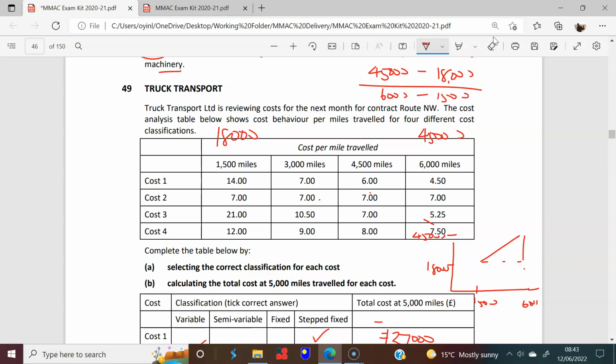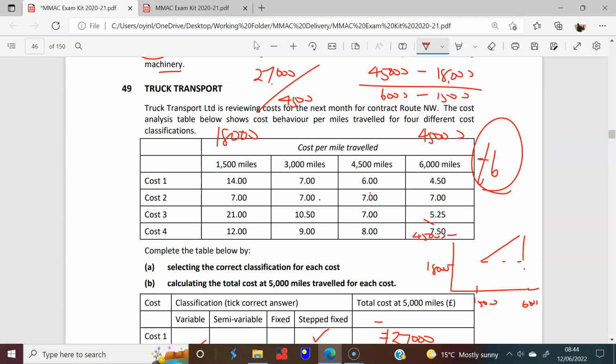We're saying that you have a cost of 45,000. We've just found that cost, haven't we, by multiplying the cost per mile times the number of miles. So what we are saying is 45,000 minus 18,000, which is 27,000, divided by 4,500. 6,000 minus 1,500 is 4,500. So 27,000 divided by 4,500 is 6. So we know the variable cost here is £6. So we've isolated the £6 notion.